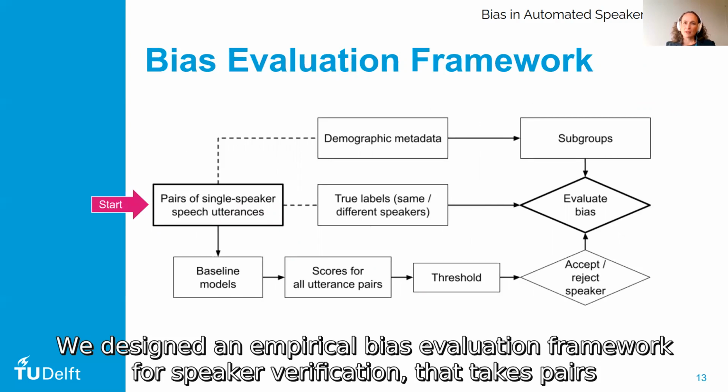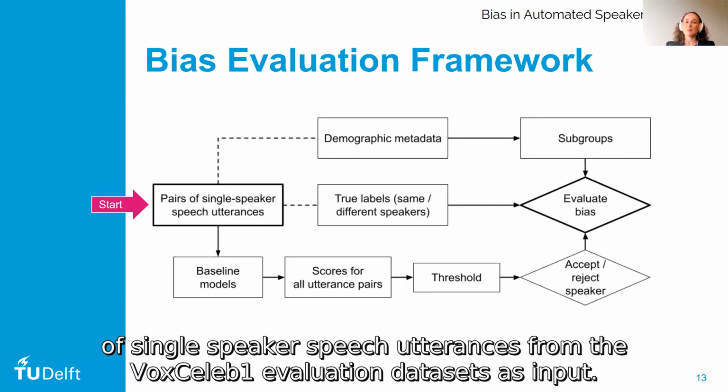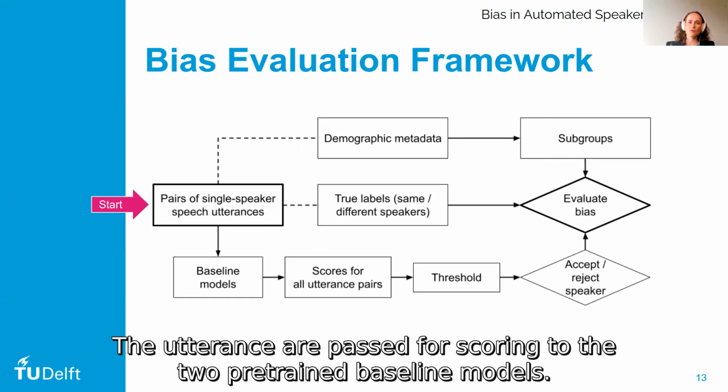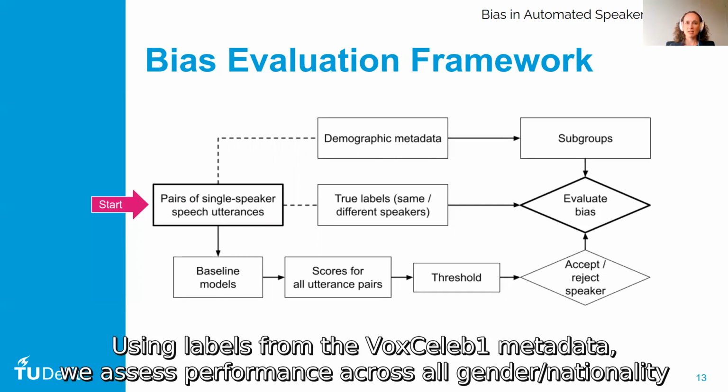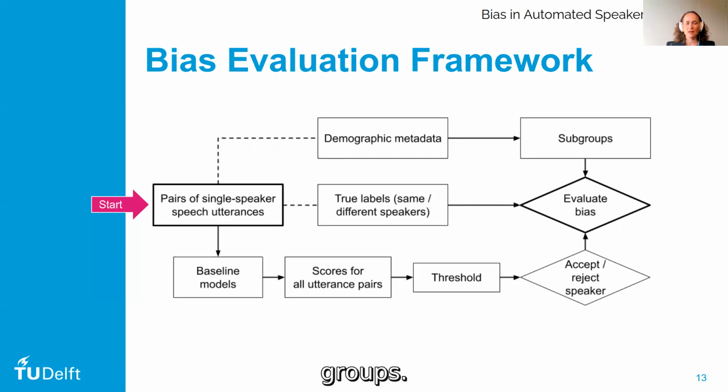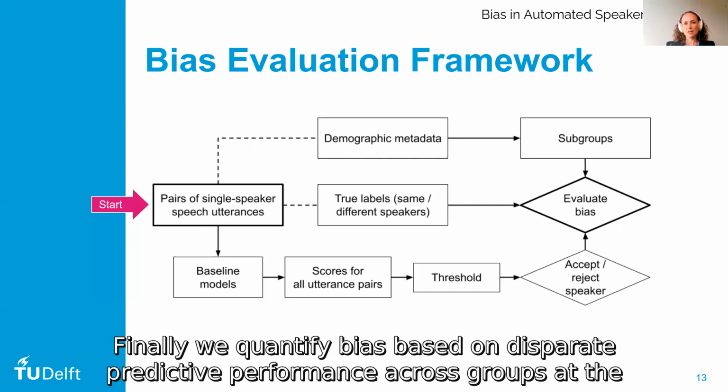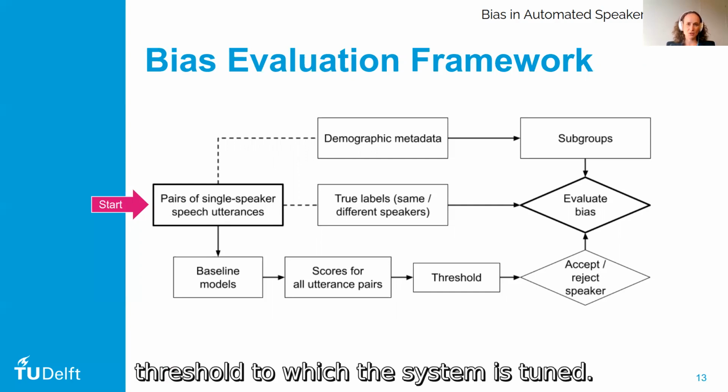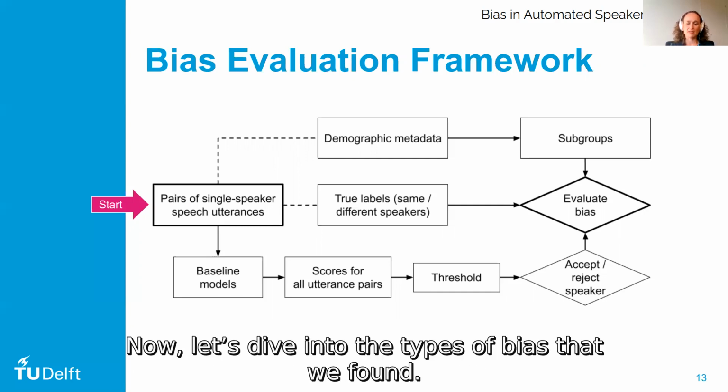We designed an empirical bias evaluation framework for speaker verification that takes pairs of single speaker speech utterances from the VoxLab1 evaluation datasets as input. The utterances are passed for scoring to the two pre-trained baseline models that I described. And then using labels from the VoxLab1 metadata, we assess performance across all gender and nationality groups. Finally, we quantify bias on disparate predictive performance across groups at the threshold to which the system is tuned using subgroup bias ratio.